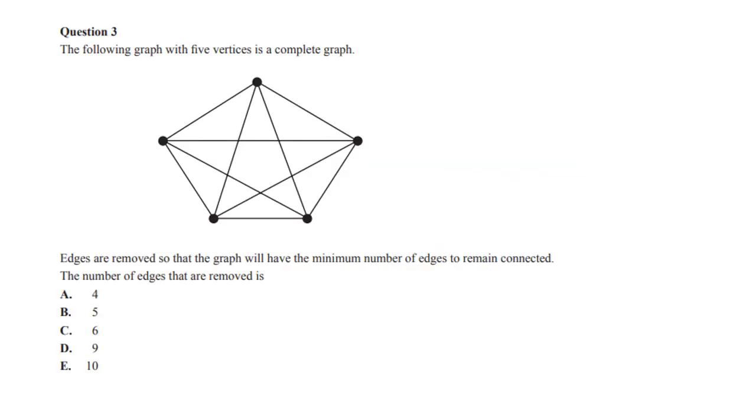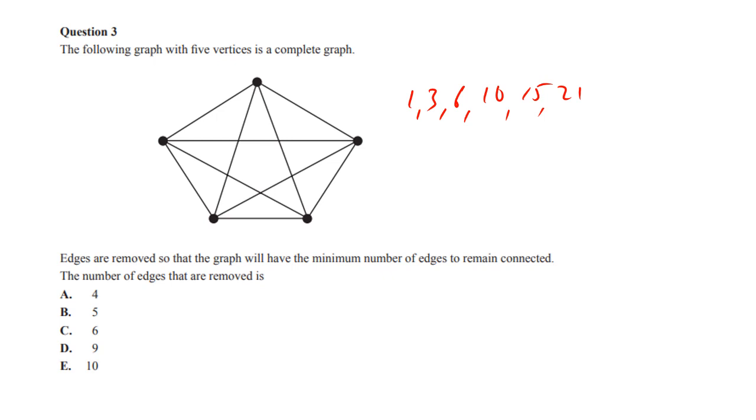Our old friend, the pentagram. Believe it or not, it's nothing to do with Satan, it's everything to do with Pythagoras. Now, the edges are removed so that the graph will have the minimum number of edges to remain connected. The number of edges that are removed is, because it's a complete graph, you know it's actually a triangular number. So if you remind yourself, the triangular numbers are 1, 3, 6, 10, 15, 21, etc. So when you've got 5 vertices, 2, 3, 4, 5, you've got 10 lines.